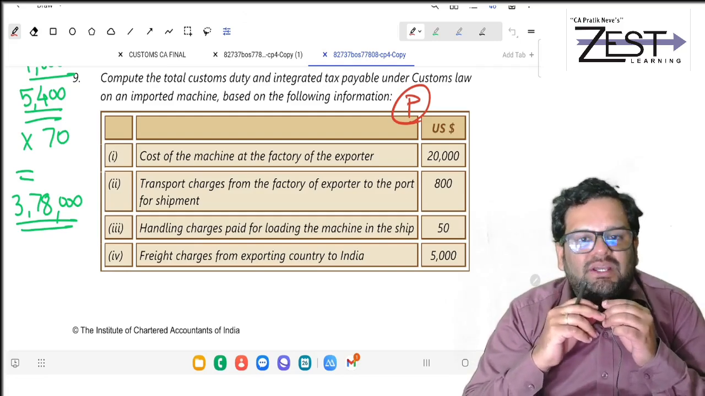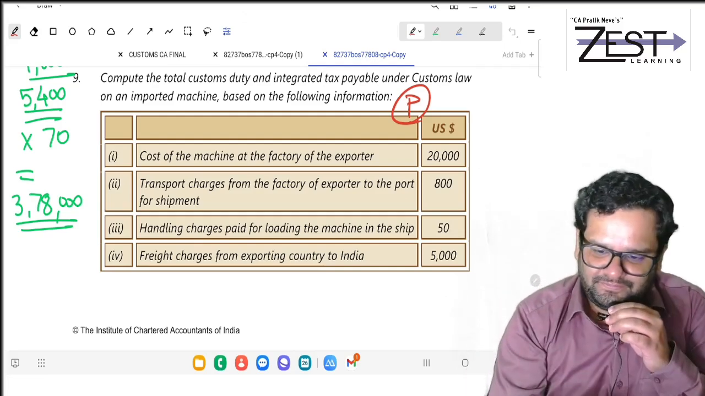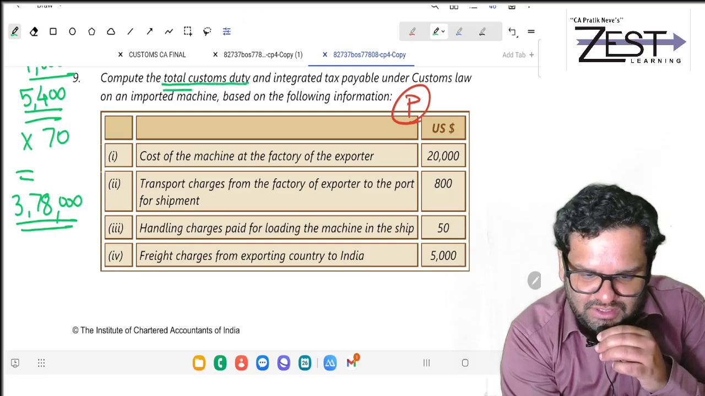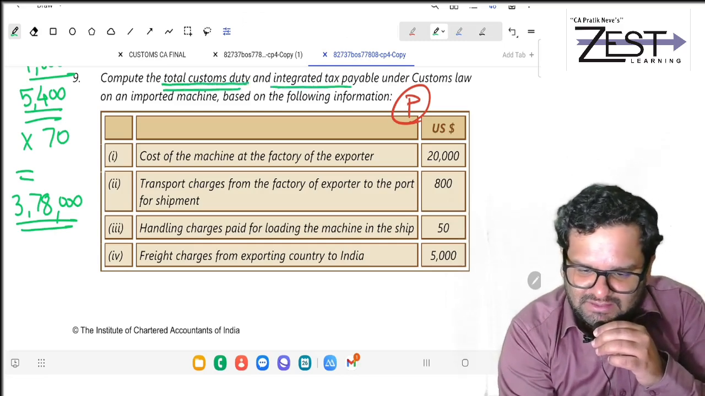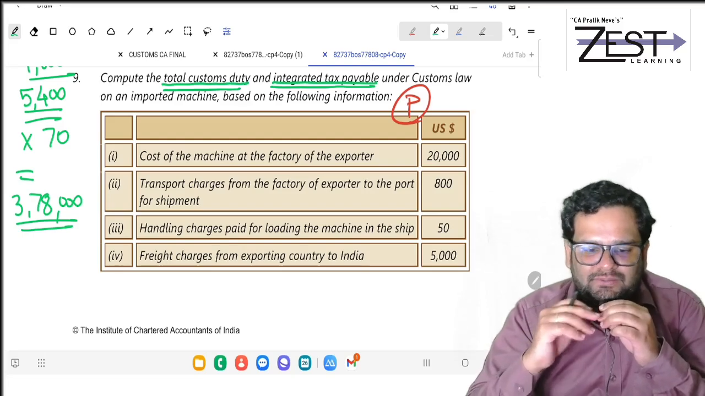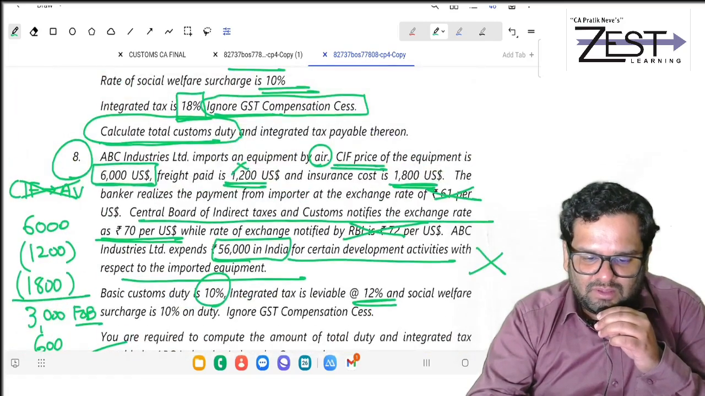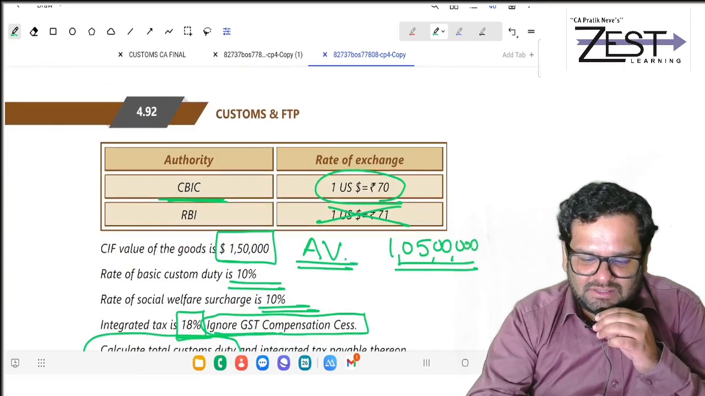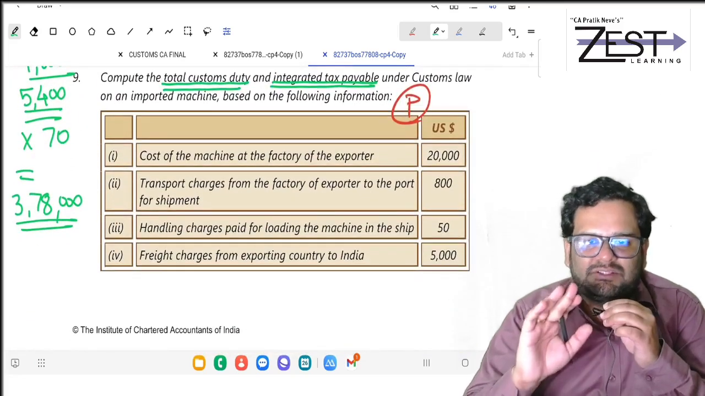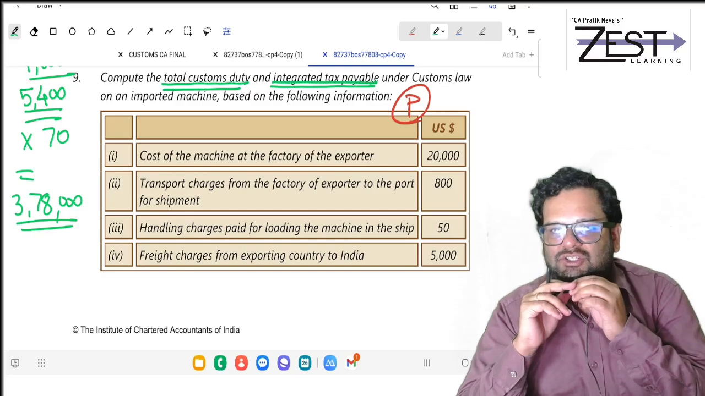Question number 9. We are doing TYKs from our ICS module. Compute total customs duty and integrated tax payable. So that integrated tax payable you calculate as a part of the process. Till yesterday we have done the eighth question, so ninth is pending and we are doing ninth. I hope all of you have followed yesterday's session.